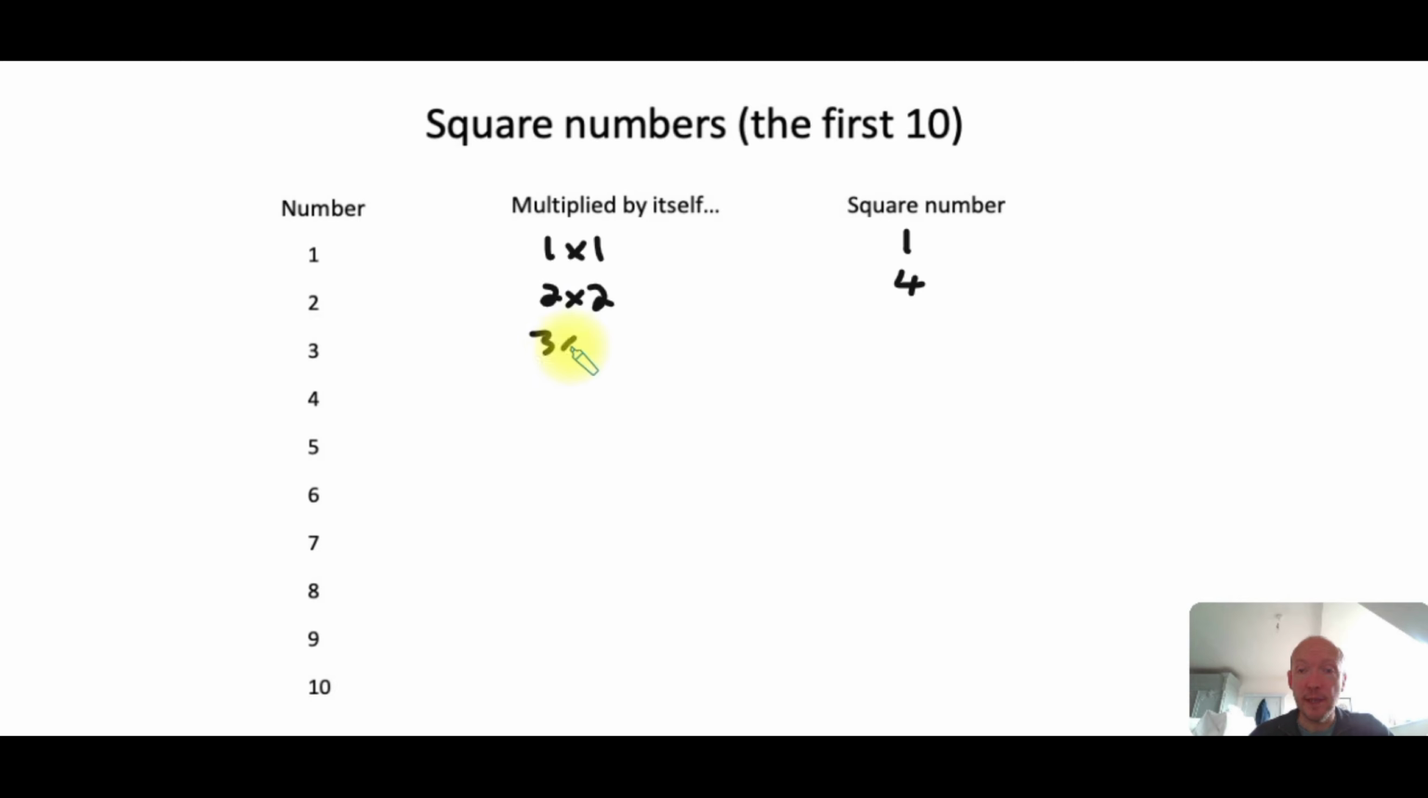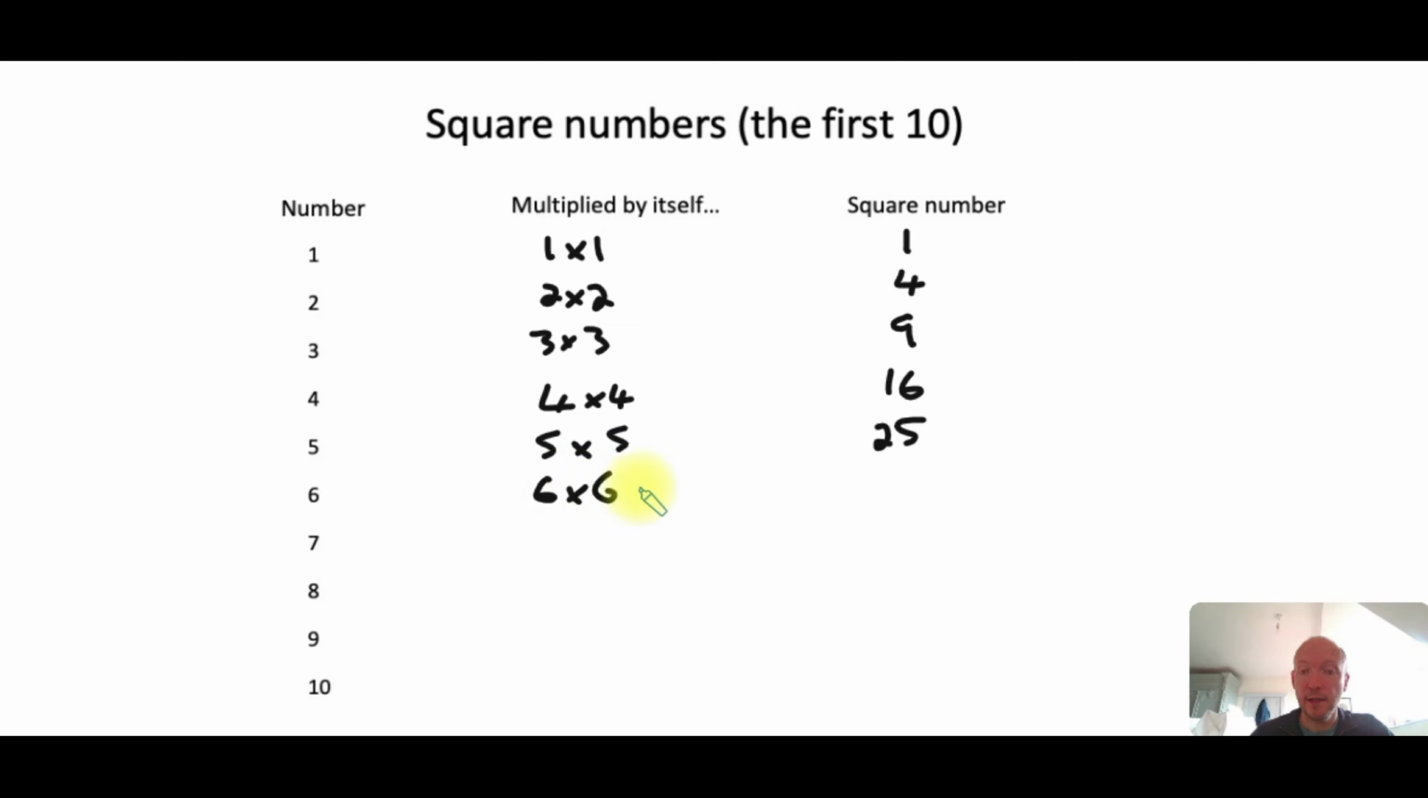3 multiplied by itself, 3 times 3, would be 9. 4 multiplied by itself, 4 times 4, would be 16. 5 multiplied by itself, 5 times 5, is 25.